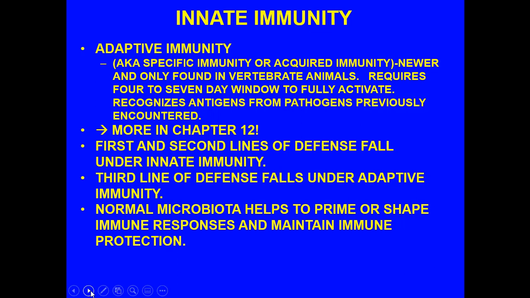Focus in on this chapter. And we're going to talk about basically the first and second lines of defense. These fall under innate immunity. The third line of defense is really the adaptive, and we'll deal with that in a subsequent lecture. All right. The normal microbiota helps basically prime or shape the immune responses and help maintain the immune protection.